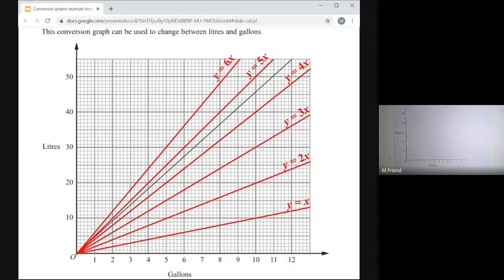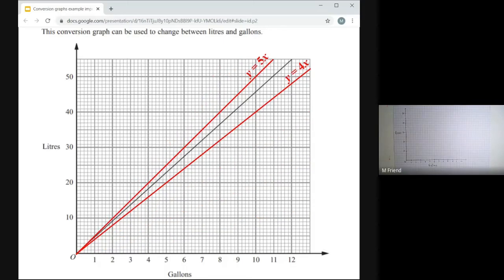Y equals number times x. But what number is it? Well, it's none of these. They all were wildly wrong. It must be a number that's somewhere between 4 and 5. Okay, somewhere between 4 and 5 to get the correct equation for this line, the correct rule that links the two coordinates.